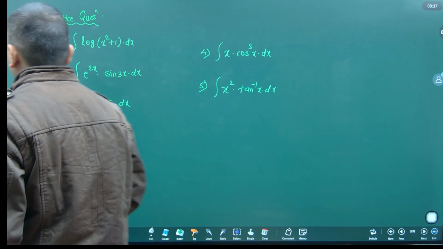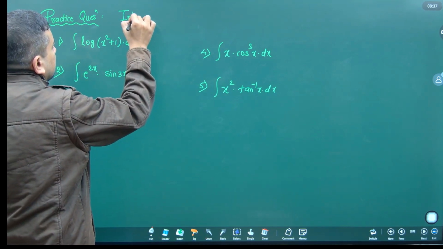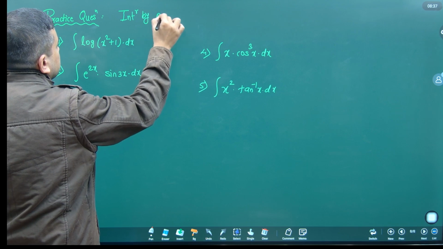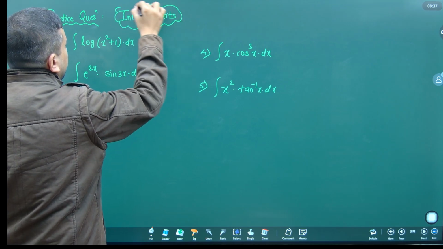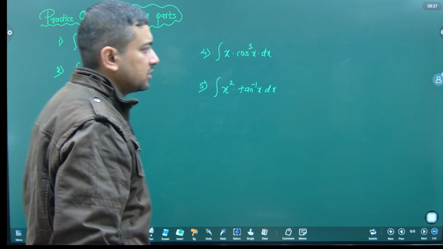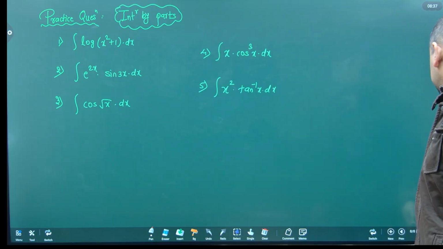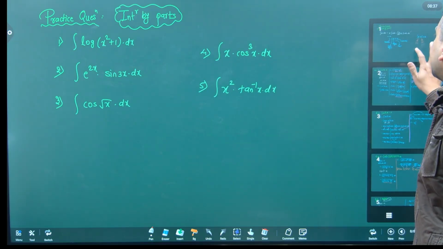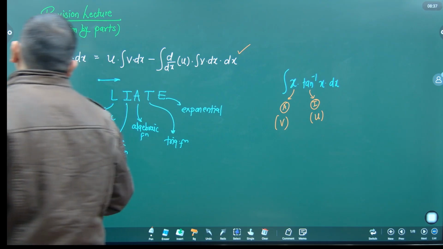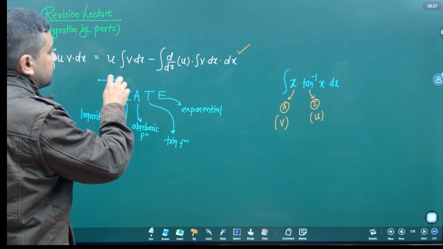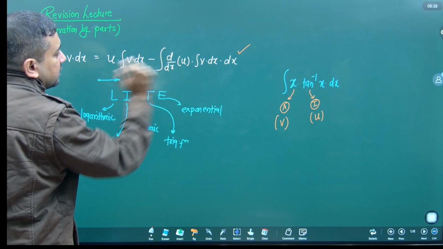So all these 5 examples, what are they based on? Integration by parts. Correct? So even if you do these 5 and whatever examples we have discussed, that is more than enough. So let us quickly revise everything. This is the formula you need to remember. The topic is integration by parts. Integral u into v dx equals first function into integral of second, minus integral of derivative of first into integral of second.